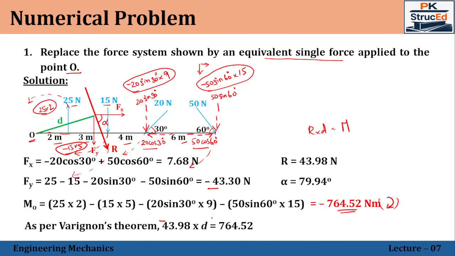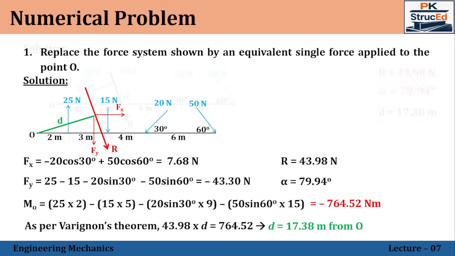So on both sides the negative sign will be there, that's why it has been removed. So solving this one, we'll be getting D is equal to 17.38 meter from point O.